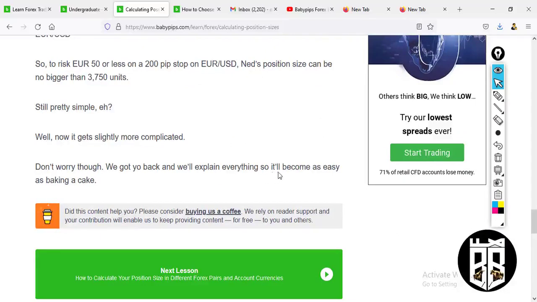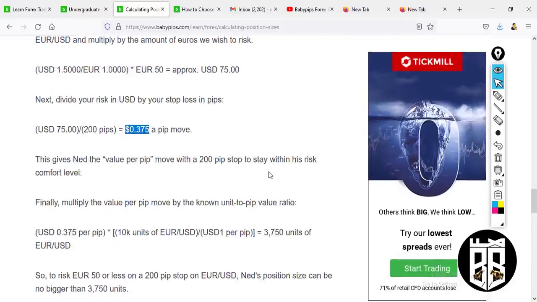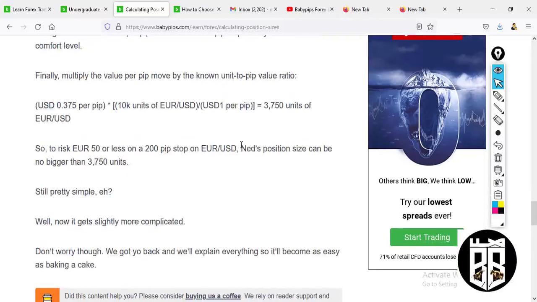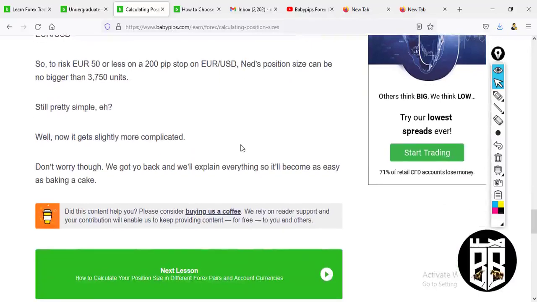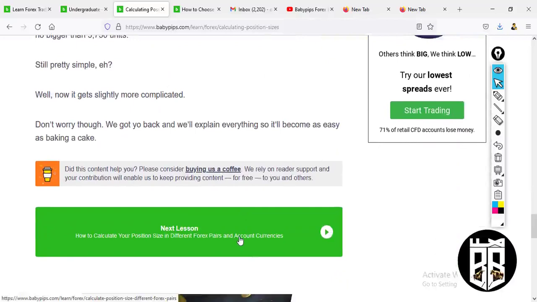That's a little bit complicated, as you can see, but don't worry, we got your back and we'll explain everything so it will become as easy as baking a cake. I would love to show you how I do my own calculations so that it will be easier for you. I know some things are difficult, but before I do that, let's check the next lesson that says how to calculate your position size in different forex pairs and account currencies.